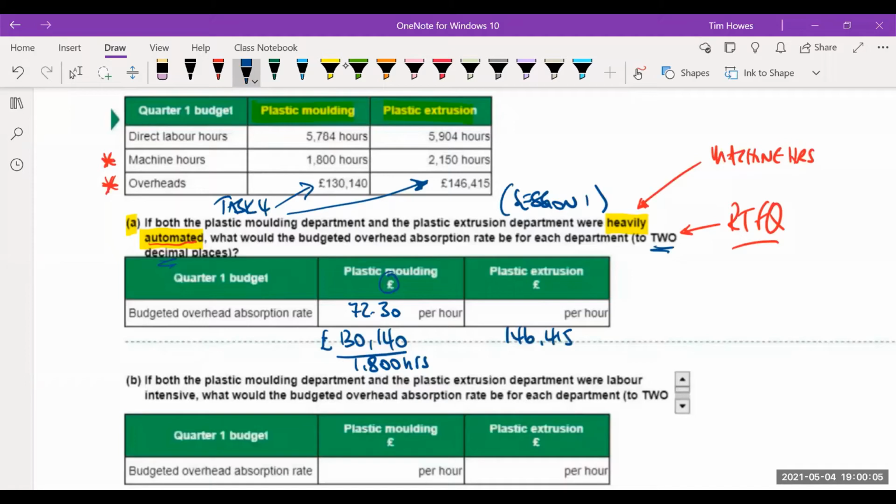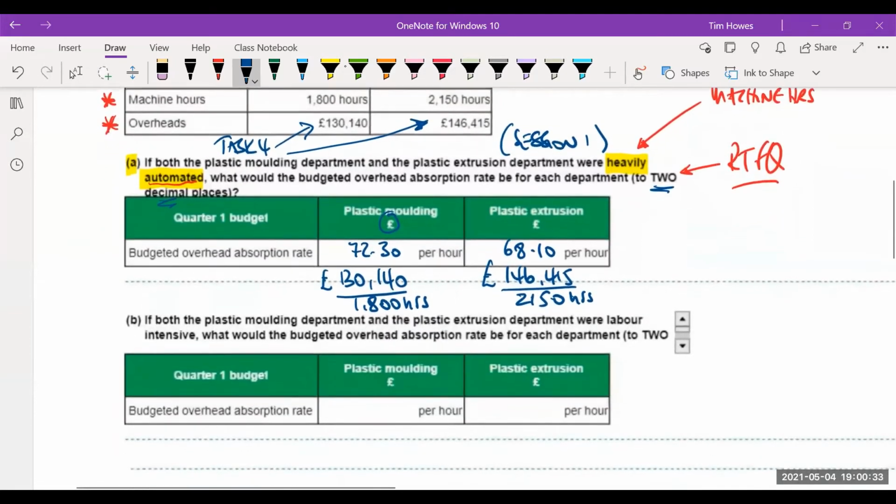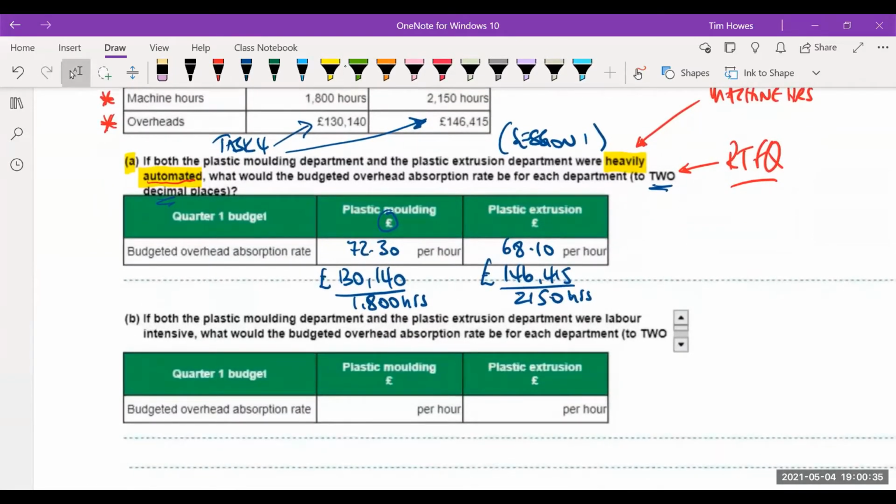Okay, and then the other computation: £146,415 of budgeted extrusion overhead, and that is going to be absorbed on the basis of an estimated 2,150 hours. So there's your overhead, there's the machine hours on the bottom. Plug that into your computer, and I agree with you guys, £68.10. So Claudine and Zara, and obviously Margot, everybody there is in agreement with that. Superb. That is exactly it.